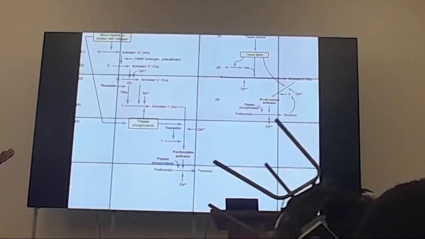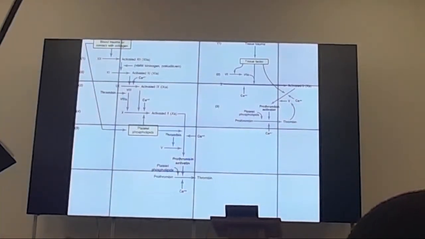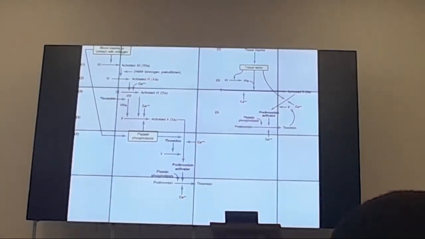Yeah, so you see, it's just that this diagram doesn't depict it, but phospholipids and calcium are needed in all reactions of both the intrinsic and extrinsic pathways. They are cofactors of all the clotting pathways.